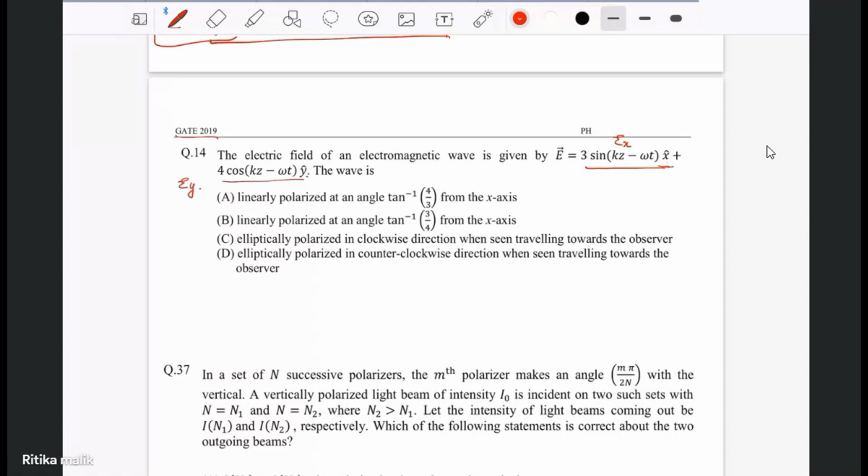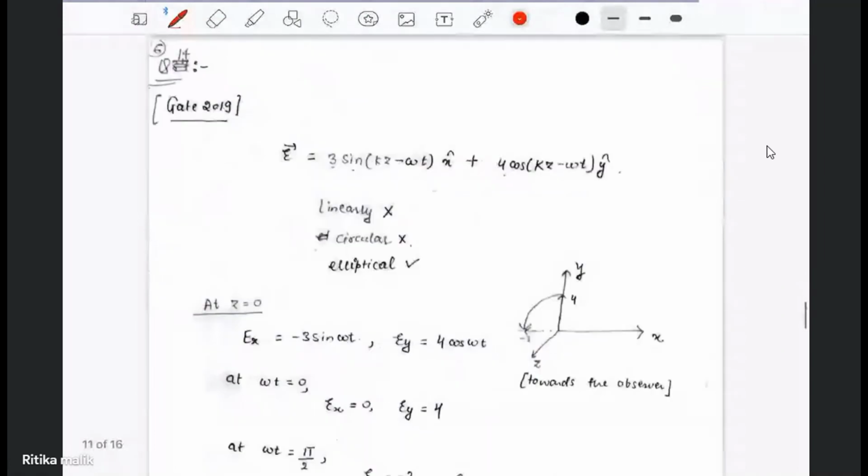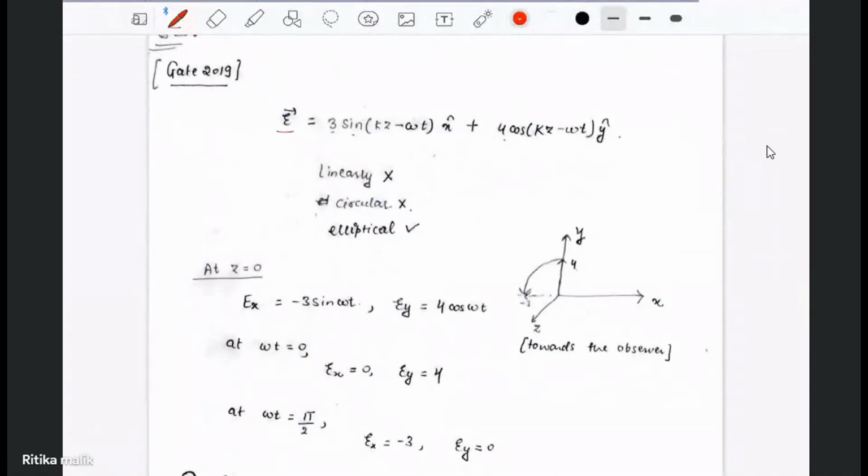Now we have to answer whether the wave is linearly polarized, elliptically polarized, or something with some angle. If it is linearly polarized, what is the angle? And if it is elliptically polarized, whether it is moving in the clockwise direction or in the counterclockwise direction. So we will solve the problem exactly the same way as we did for the circular polarization. So we are given an electric field with 3 sin(kz minus omega t) and cos(kz minus omega t).